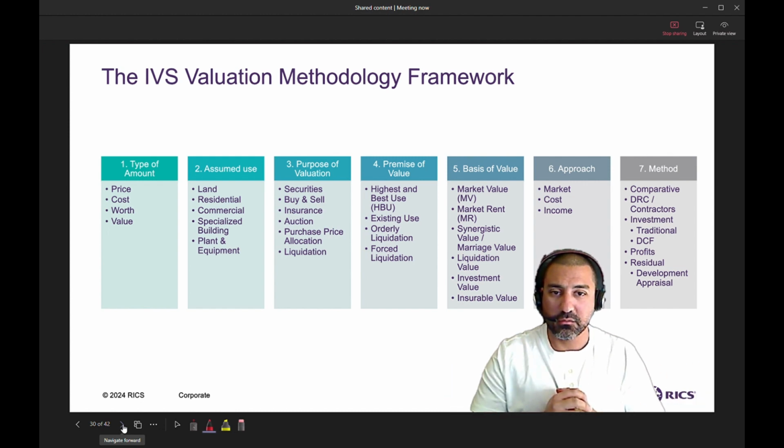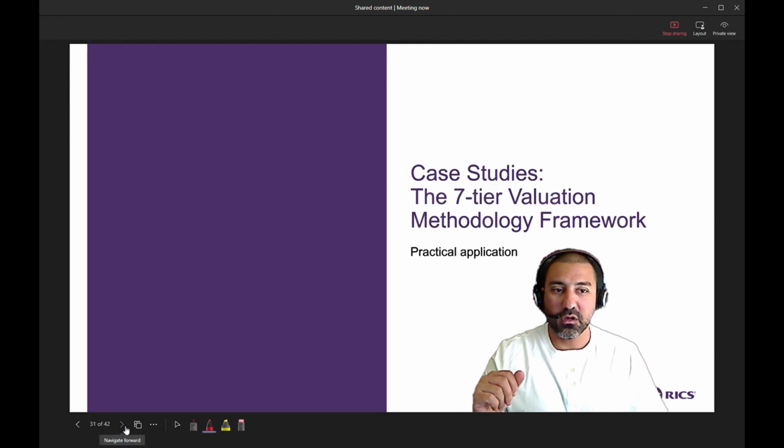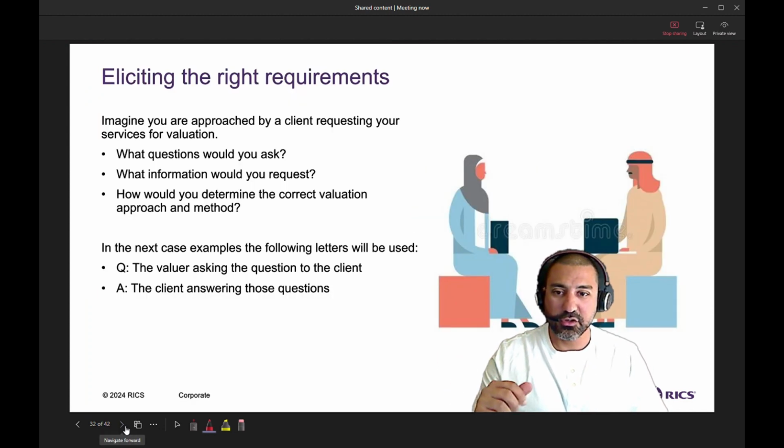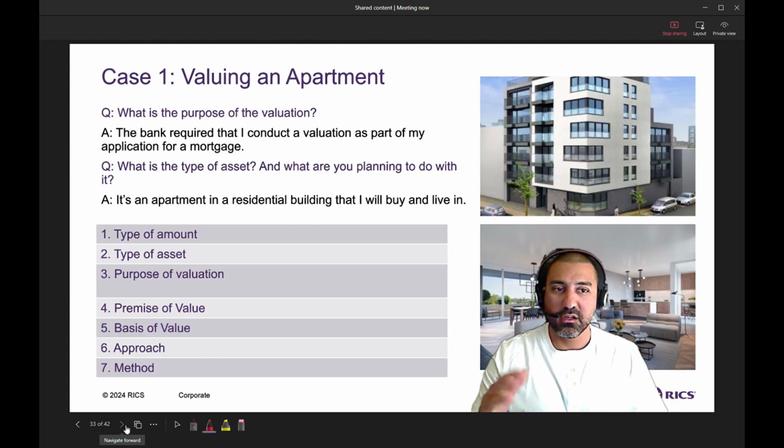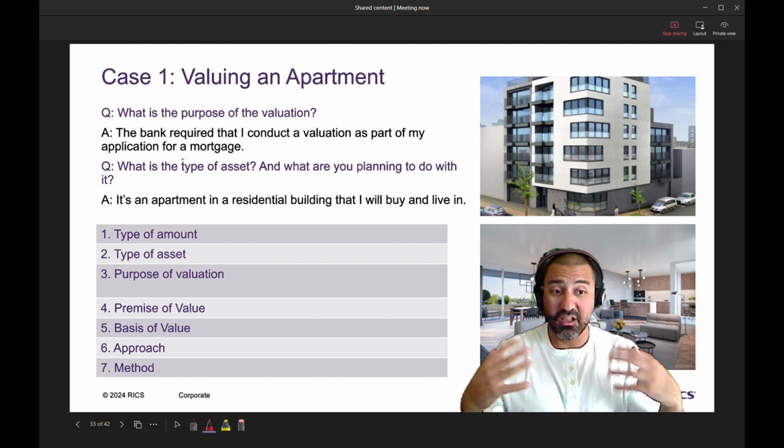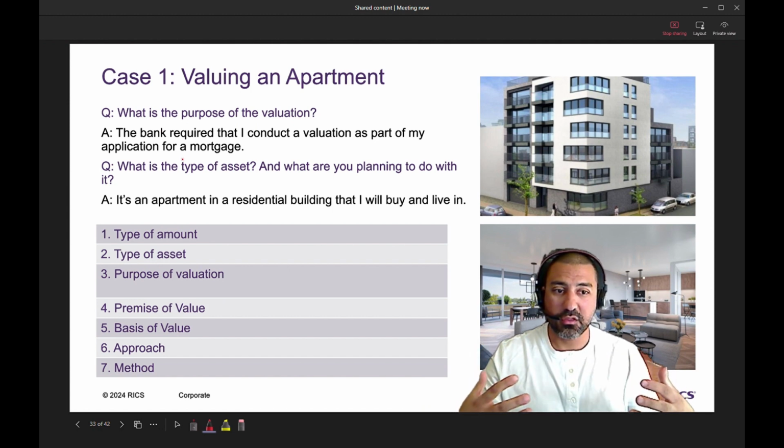Essentially, again, revising this: the type of asset or the assumed use, and then the purpose of valuation, the premise of value, the basis of value, the approach, and method. Here's a quick way of running through. I just left in the slides for you some examples. Let's say here's a case. You get asked to value an apartment. As a valuer, you have to go through this thought process.